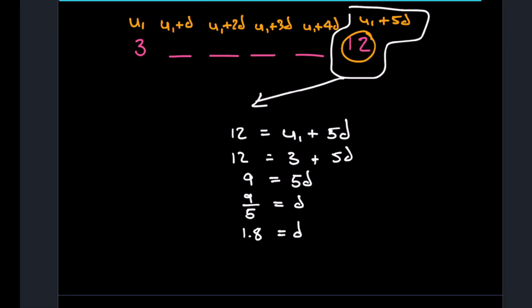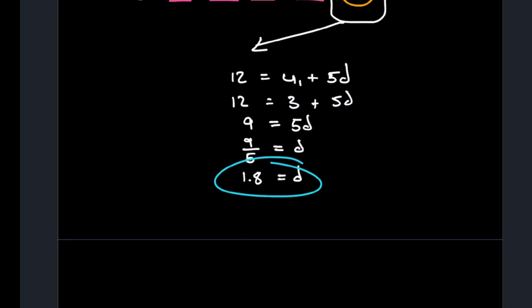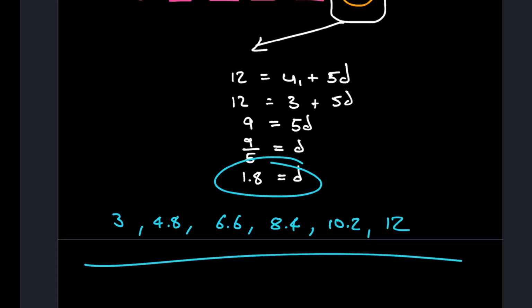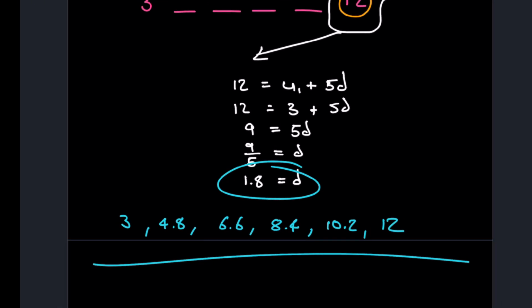So therefore, then, if we had to write down the numbers, we're just going to have to add 1.8 on to everything starting from 3. So we're going to get 3, and then 4.8. So let's put commas in here. And then 6.6, comma, 8.4, comma, 10.2, comma, and 12. And there are our 6 numbers in an arithmetic sequence, all with the same common difference.